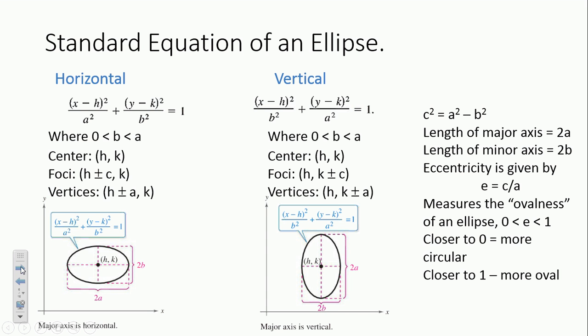If E is close to 0, it's more circular. If E is closer to 1, it's more oval. So here E would be closer to 0, and here E would be closer to 1. So we can see them. All right, ready for next slide? Here we go.